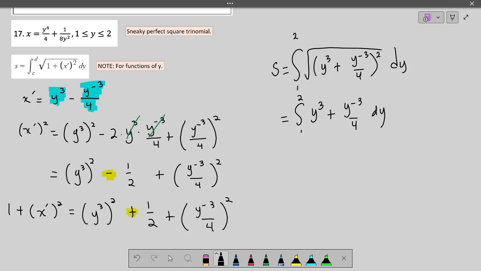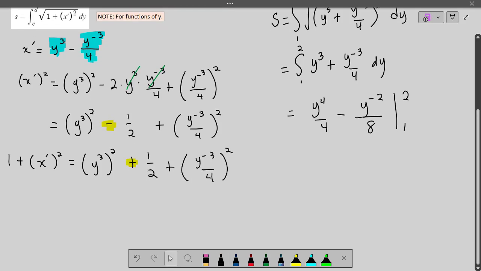And then we can use the power rule. y to the 4 over 4. Add 1 to this exponent and get negative 2. Divide by negative 2. 4 times negative 2 is negative 1/8 down there. Now we're going to plug in the 2. 2 to the 4 is 16. 16 divided by 4 is 4. Minus 2 to the negative 2 is 1/4. And 4 times 8 is 32.